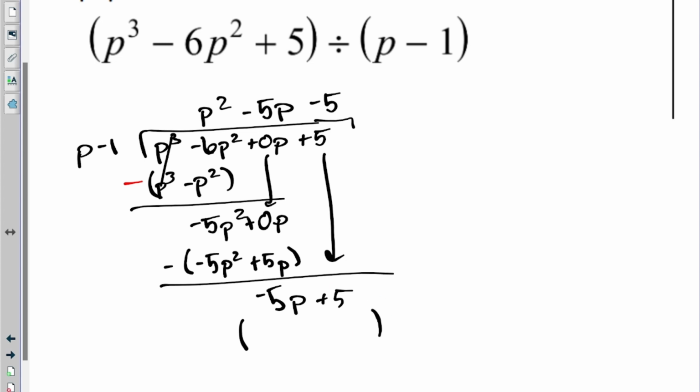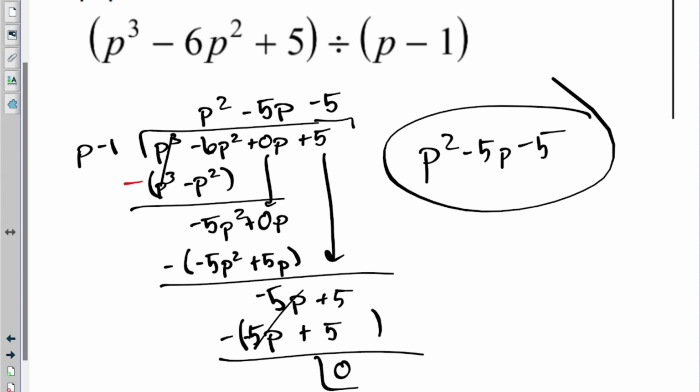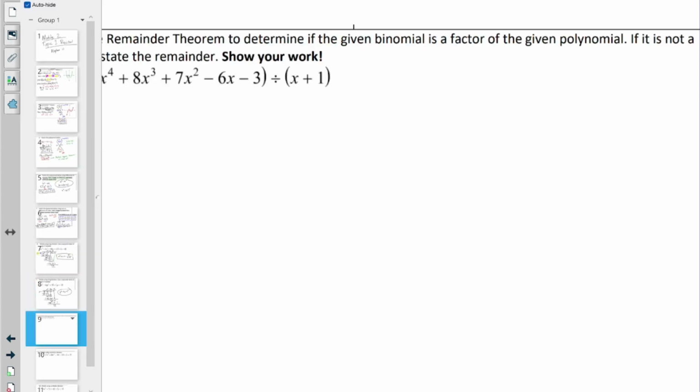Then we multiply this. Negative 5 times p is negative 5p plus 5. And then we subtract this, or negative 5p plus 5, I mean. And then we do this, and this cancels, and then this is 5 minus 5, which is 0, so we have remainder 0, which means that this thing is evenly divided. This is p squared minus 5p minus 5, with no remainder. Now, if you didn't do the 0p, it wouldn't have worked out. You can watch it half speed.